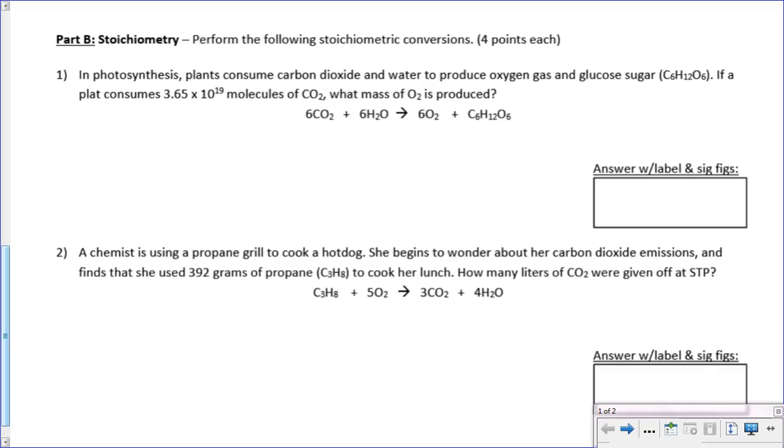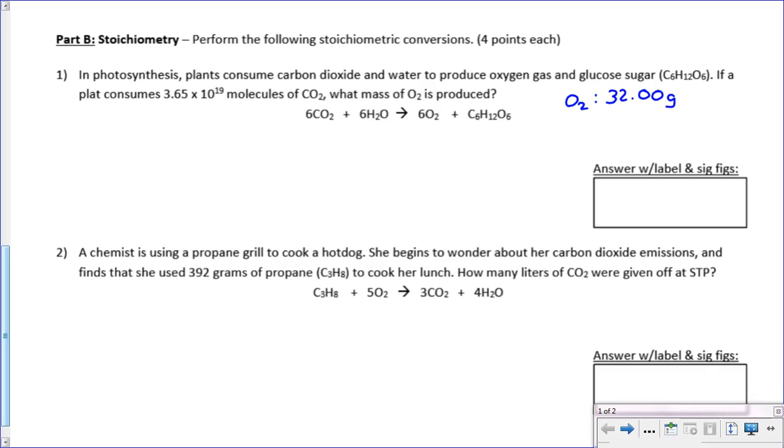So the first thing here, we're going from grams to moles in this problem for O2. We start with molecules of CO2, and then we go to moles of CO2, and then moles of CO2 to moles of O2, and then moles of O2 to grams of O2 because it says what mass of O2 is produced. So that lets us know that we have to have the molar mass of that calculated. It is 32.00 grams. You look that up on the periodic table.